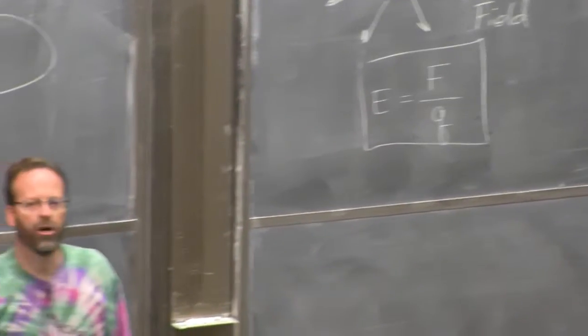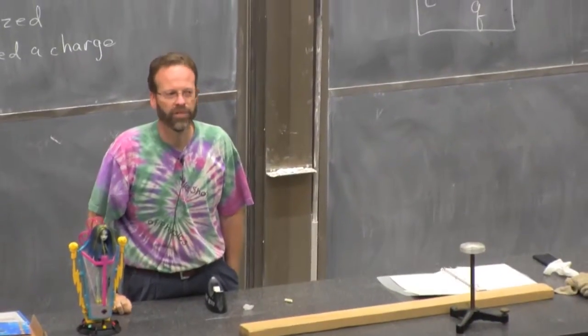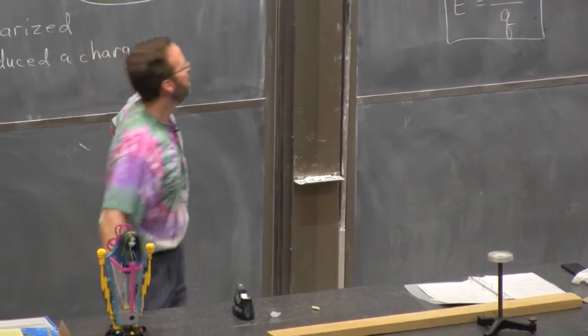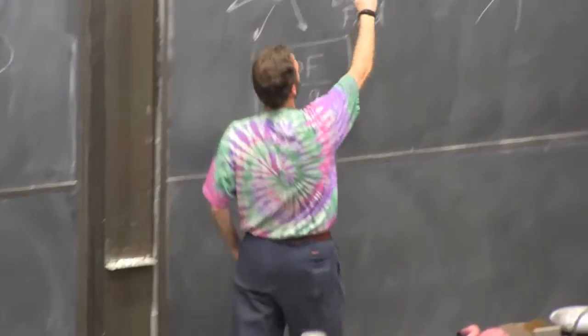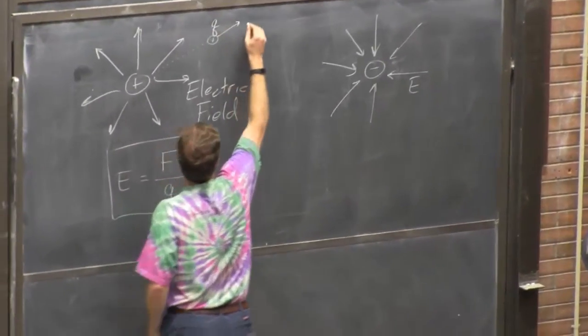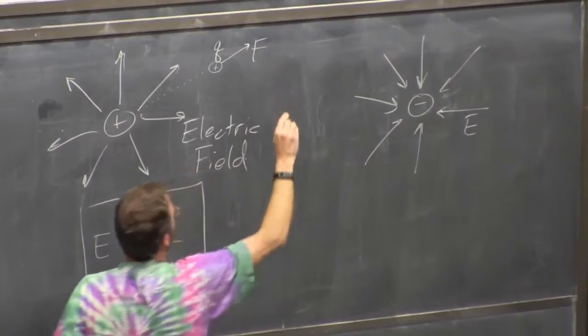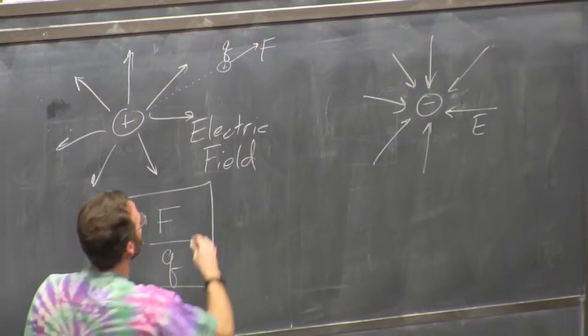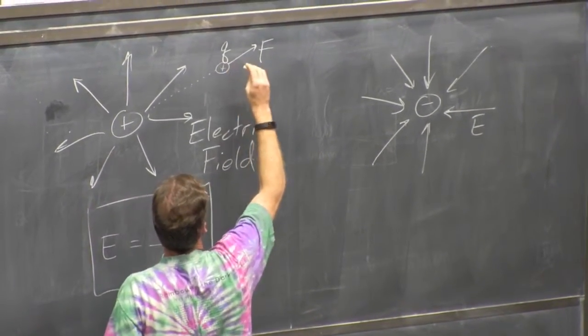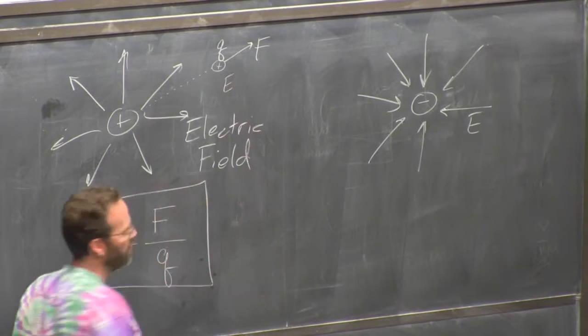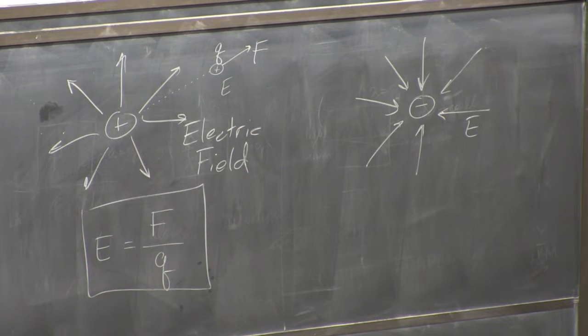It's the force per charge. So look at this. If we have this little test charge right here, Q, it feels a force, we'll call it F. There's an electric field right here also. All right, you got that.